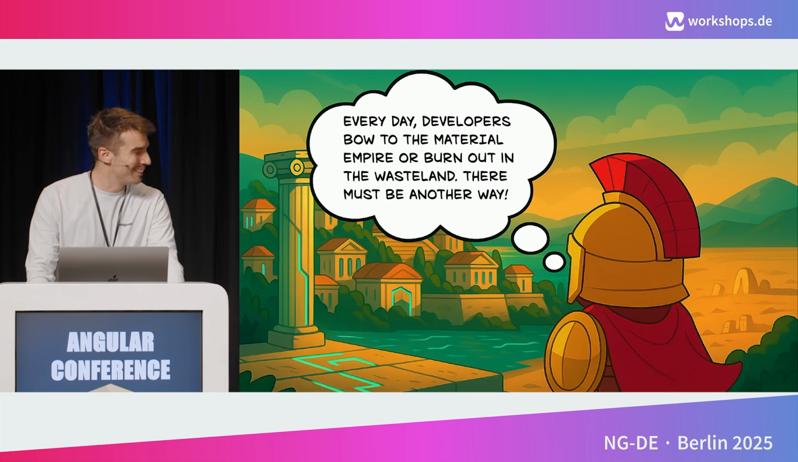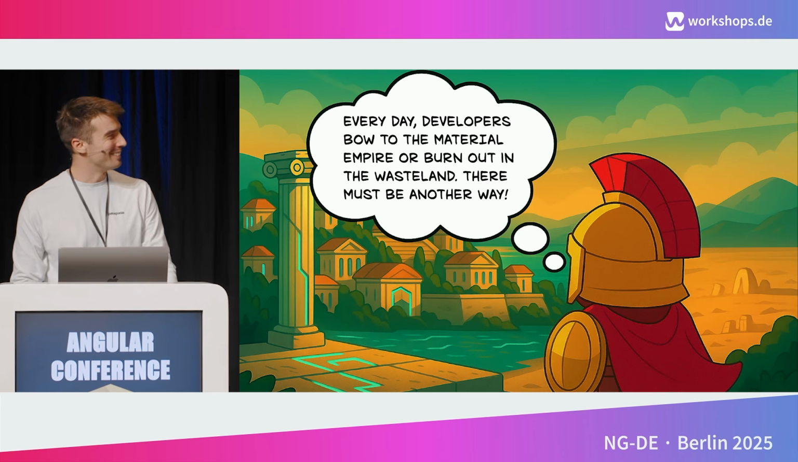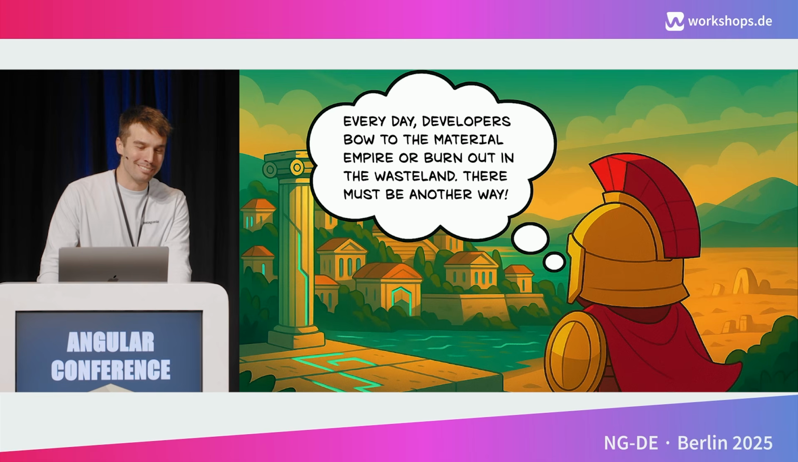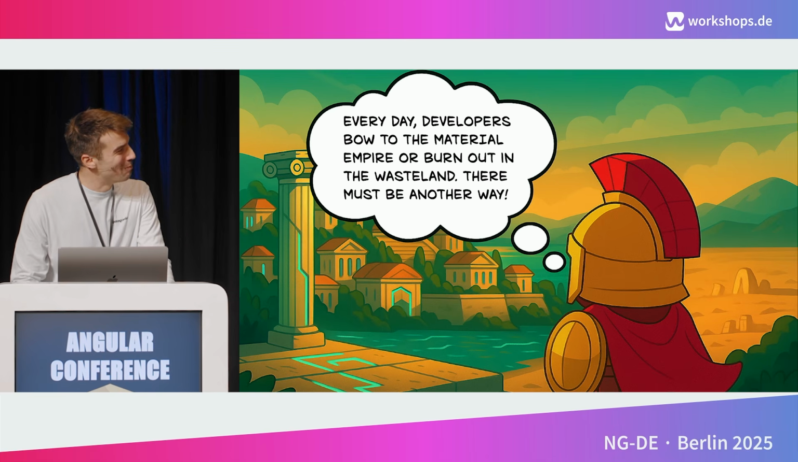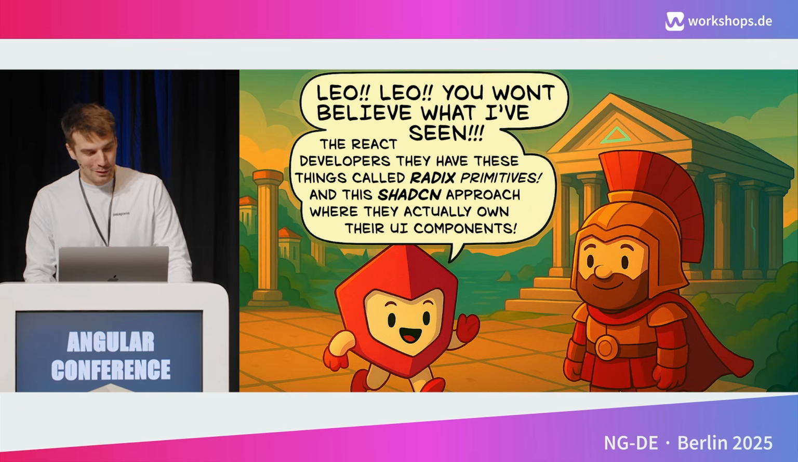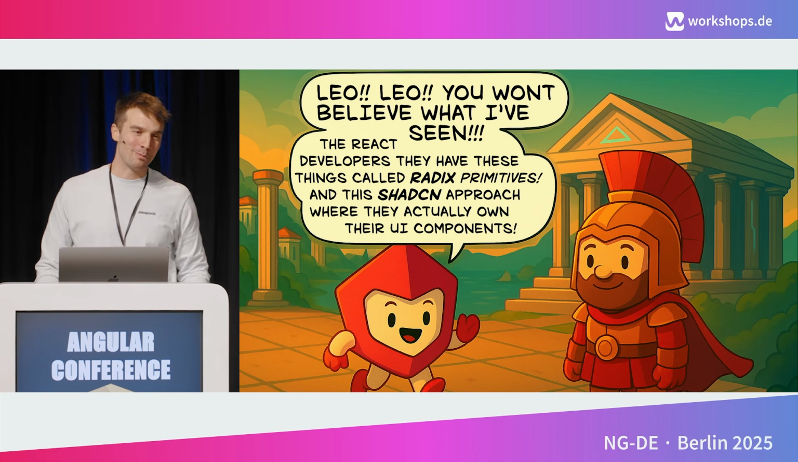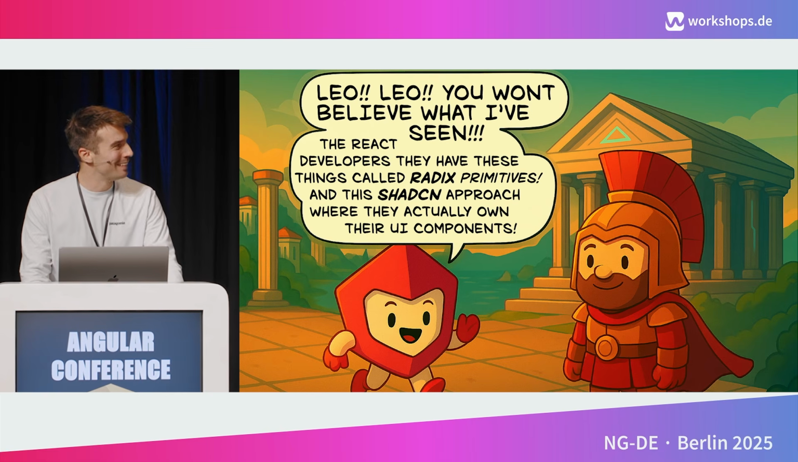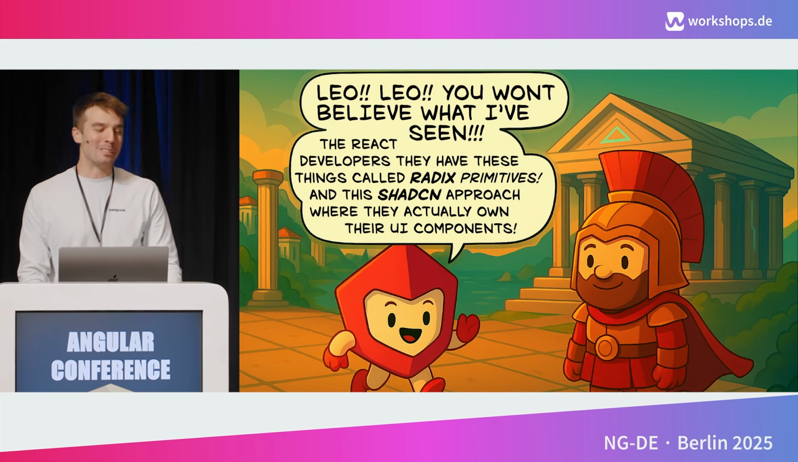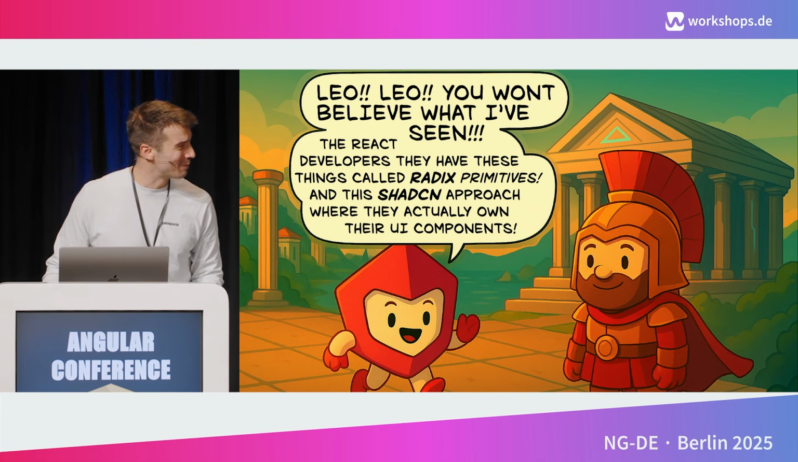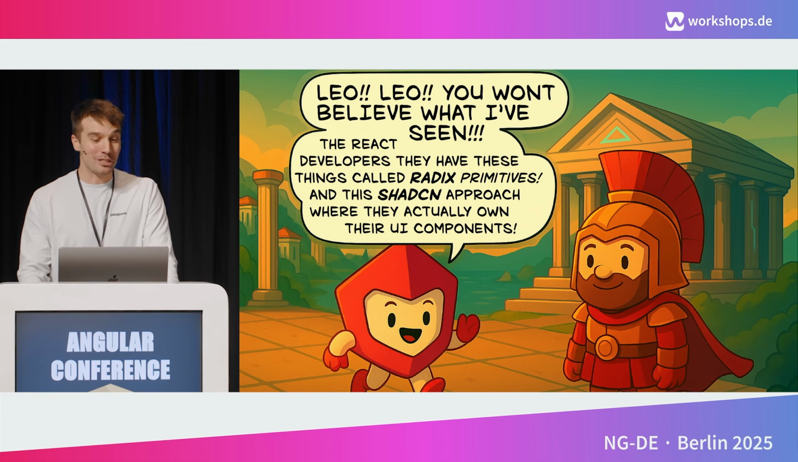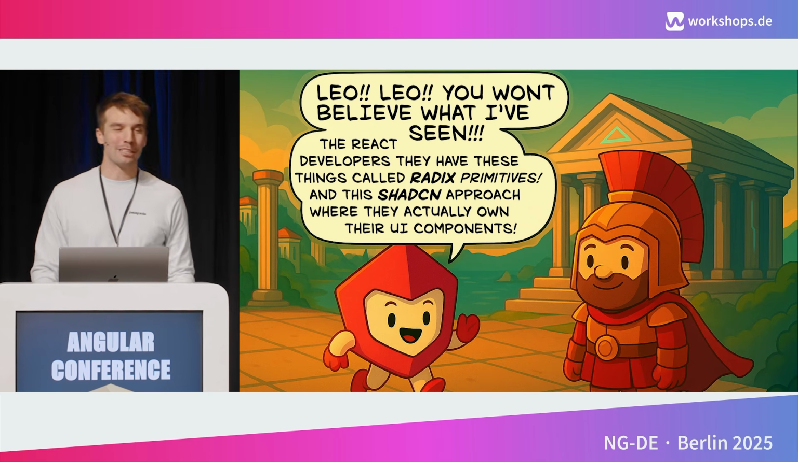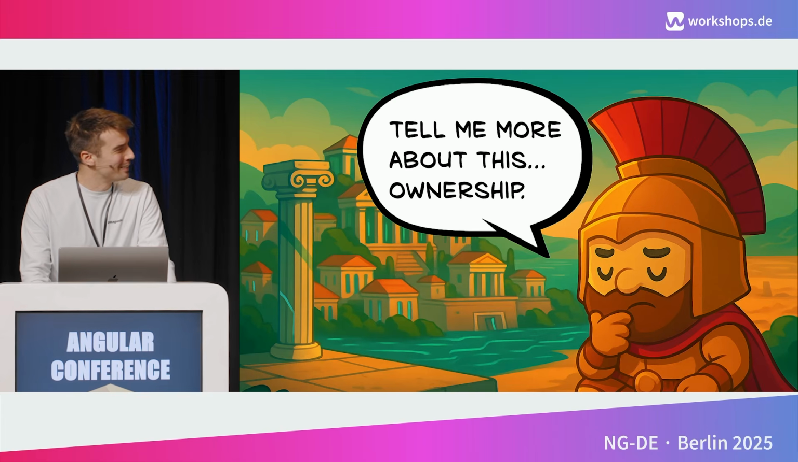In between, our king Leo watches and thinks to himself, every day, developers bow to the Material empire or burn out in the wasteland. There must be another way. Well, good thing, this is the moment Angie bursts onto the scene, just back from a diplomatic mission to React Kingdom. And they exclaim, Leo, Leo, you won't believe what I've seen. The React developers, they have these things called Radix primitives and shadcn, the shadcn approach, where they actually own their UI components.